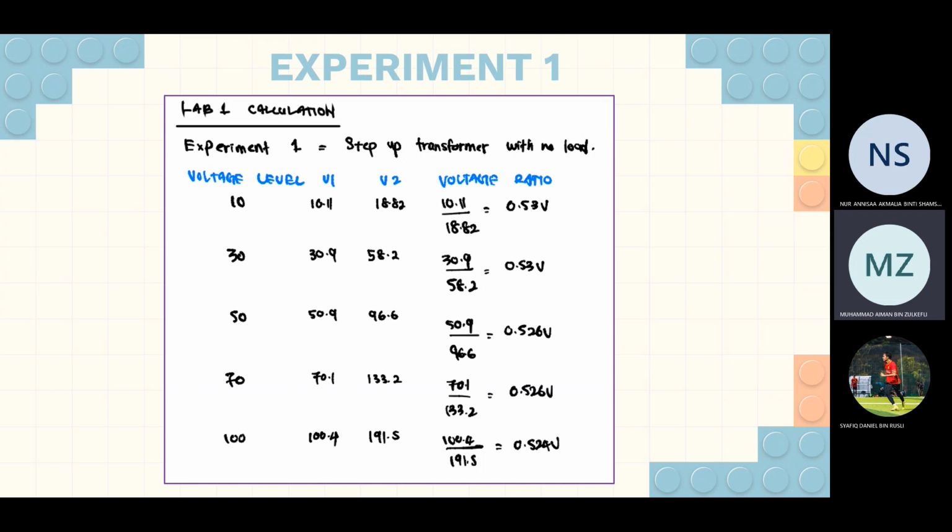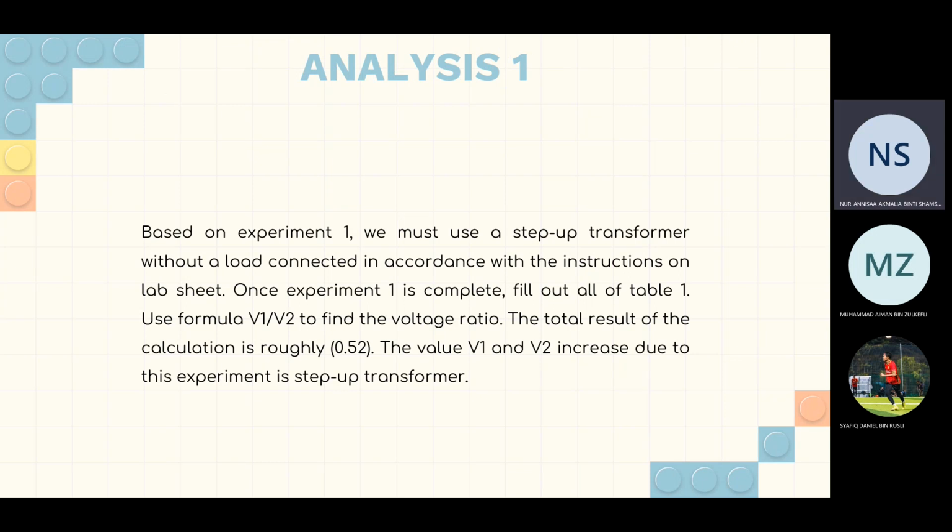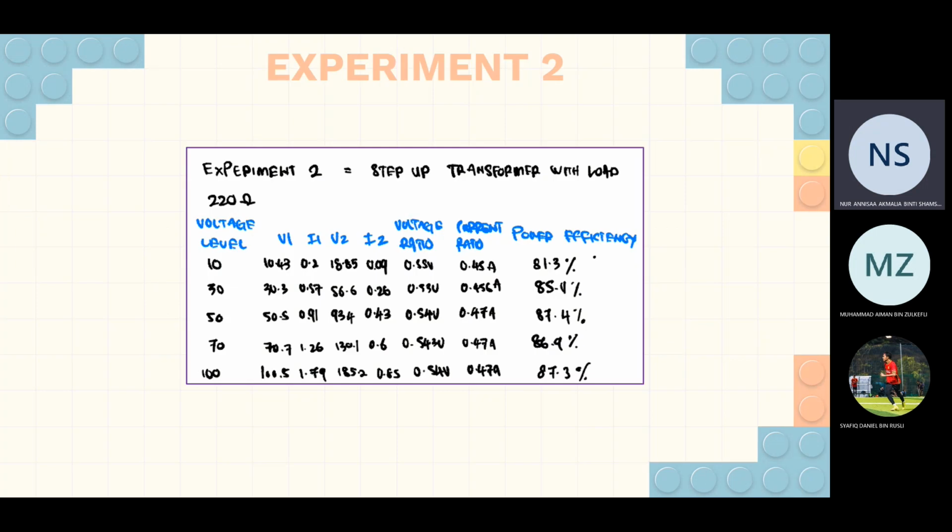I will pass to Nur Anissa Akmalia. Based on experiment 1, we use a step-up transformer without a load connected, in accordance with the instructions on the lab sheet. Once experiment 1 is complete, fill out all of table 1. We use the formula V1 over V2 to find the voltage ratio. The result of the calculation is roughly 0.52. The values of V1 and V2 increase because the experiment uses a step-up transformer. We can continue to experiment 2.